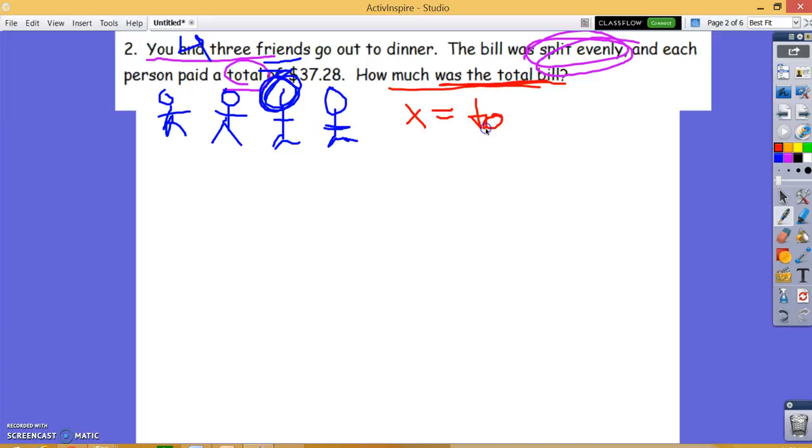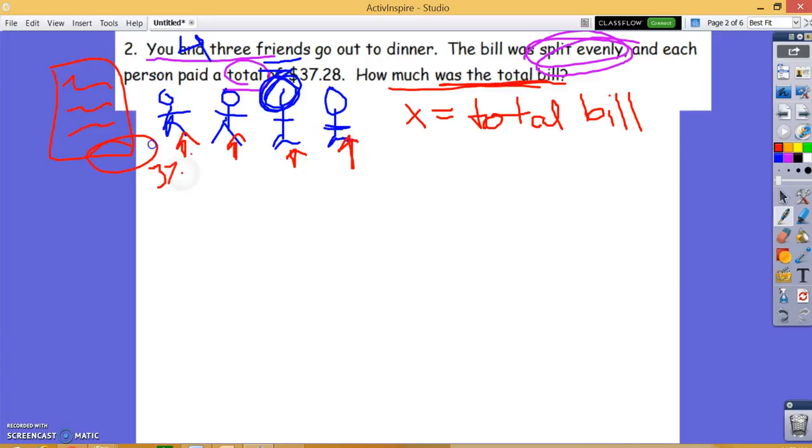Now total bill means when the little receipt comes and it shows how much the entire table, all 4 of you eating, owes. So here's your bill, and there's a total at the bottom. That's what we're searching for. We know that each person paid $37.28, $37.28, and so on. But we don't know how much the grand total was.